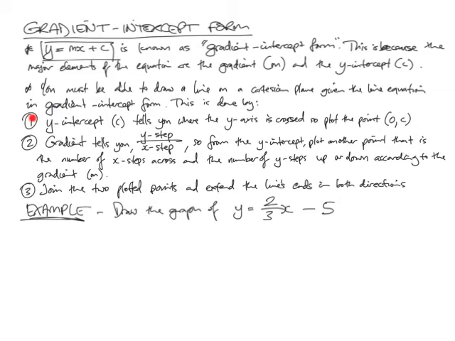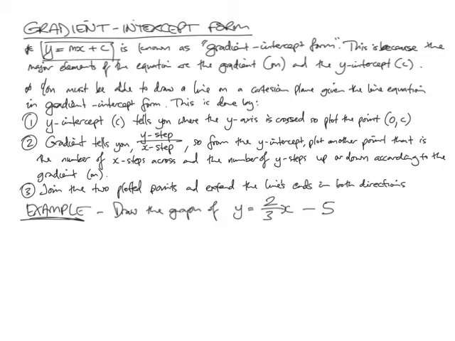So the steps to do this are: 1, the y-intercept c tells you where the y-axis is crossed. So based on that, plot a point at 0 and whatever c is. So that is going to be a point on the y-axis somewhere. That fully depends on whatever c is in your equation. It might be negative, so it'll be below 0. It might be positive, it'll be above 0.